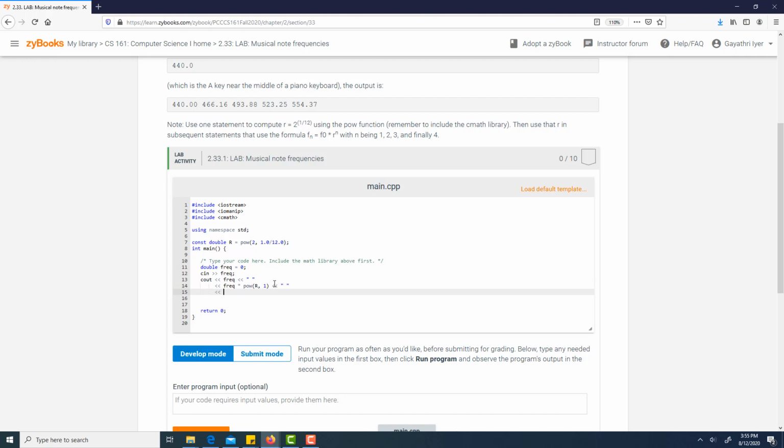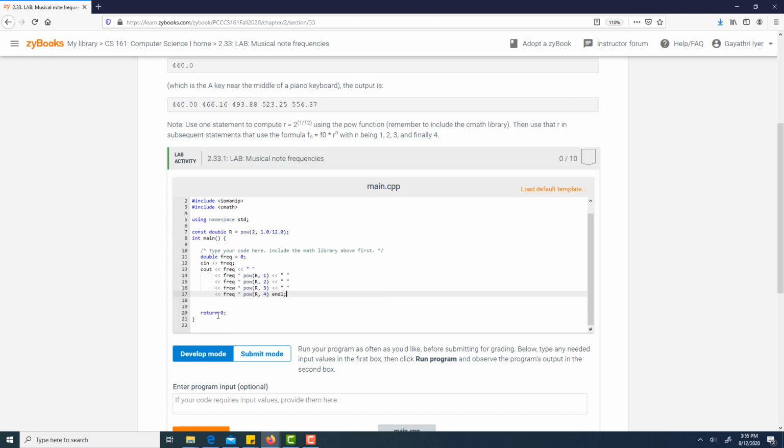And again, we do that. Frequency times power of R, comma 2. Next, space, frequency times power of R, comma 3. And one more: output a space and frequency times power of R, comma 4. I might make some mistakes here so we can see what it does. Let's say I type an endl without my extraction operator. So it's got a few mistakes. Okay, that's all I want to type in.